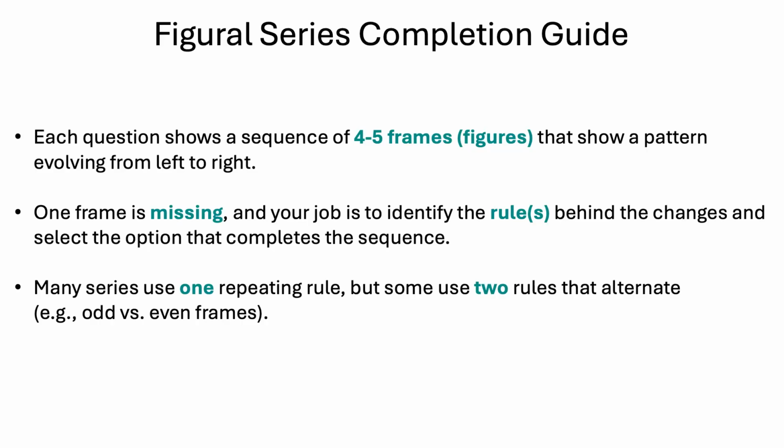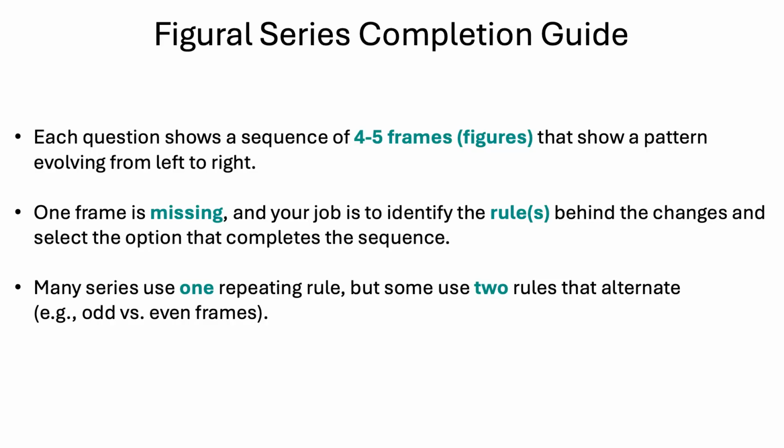Each question will show a sequence of between 4 to 5 frames, otherwise known as figures, that show a pattern that evolves from left to right. However, one of these frames is missing, and your job is to identify the rule or rules behind the changes and then select the option that completes the sequence.